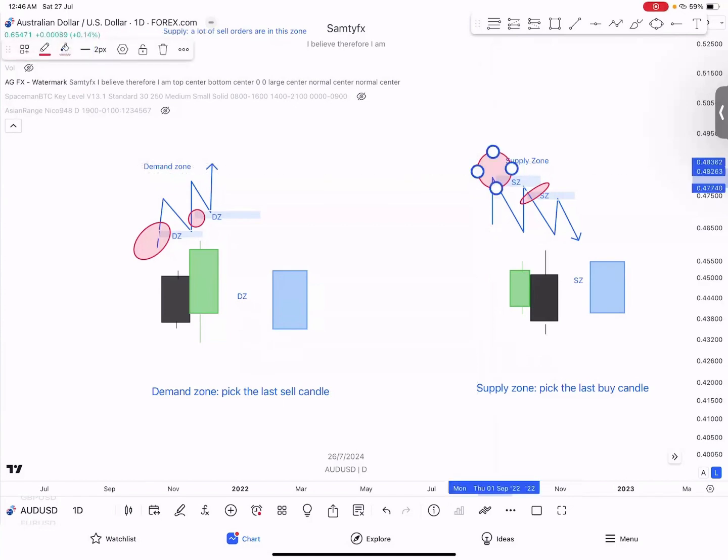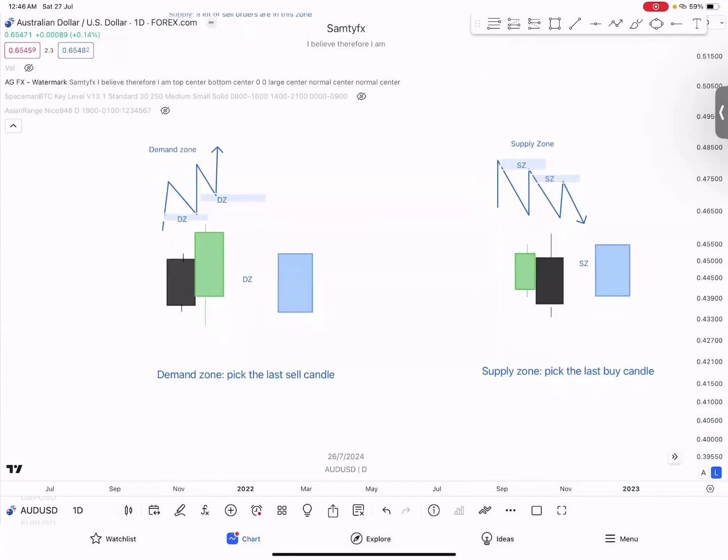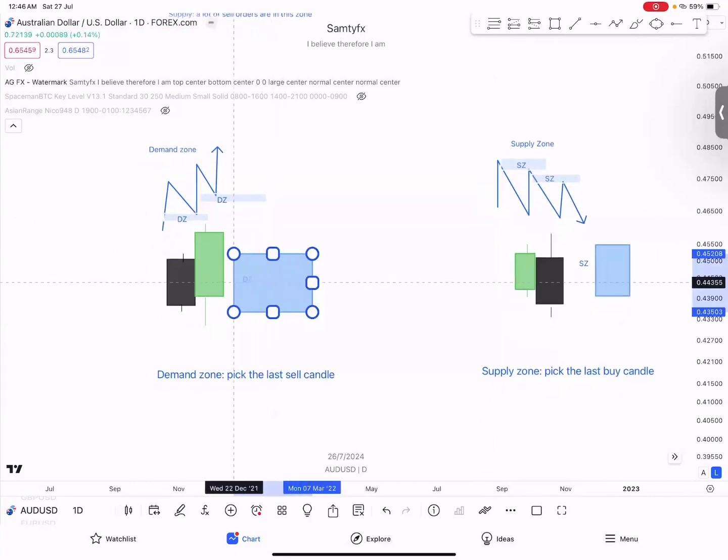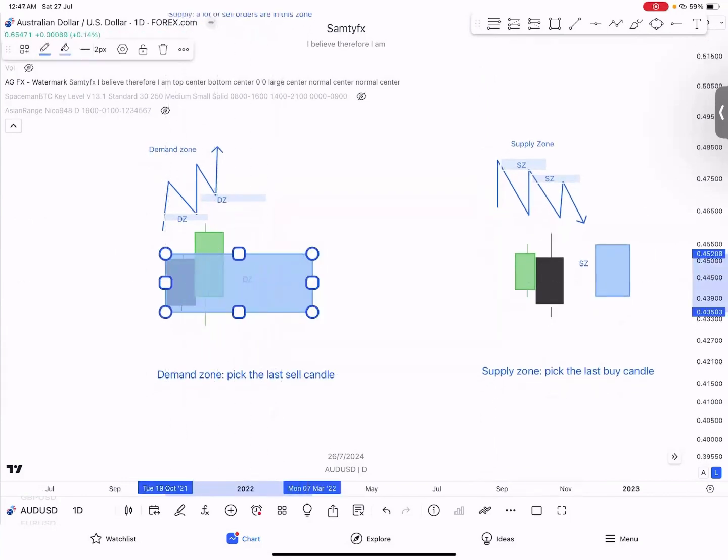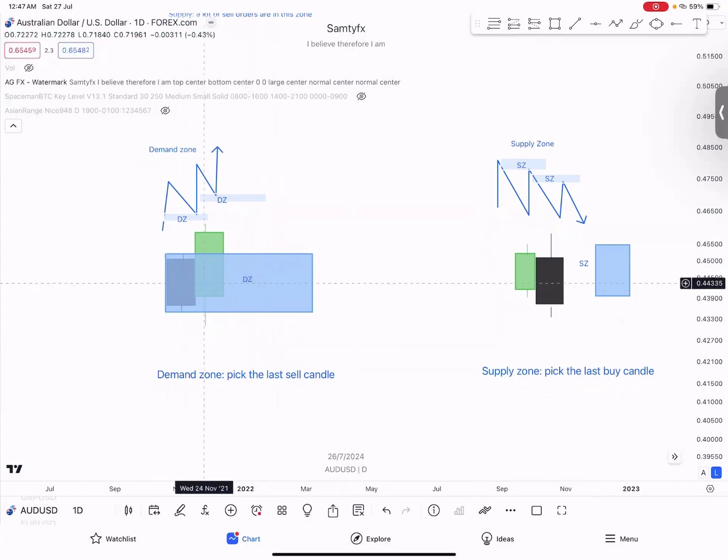Okay, so this is just us doing the introduction to the demand and supply zone. And how do I identify the demand and supply zone? Just like I said, when you want to mark the demand and supply zone, always pick the last bearish candle. When you are marking the demand zone, mark the last bearish candle. You see, I mark the last bearish candle. You take the whole of the black bearish candle.